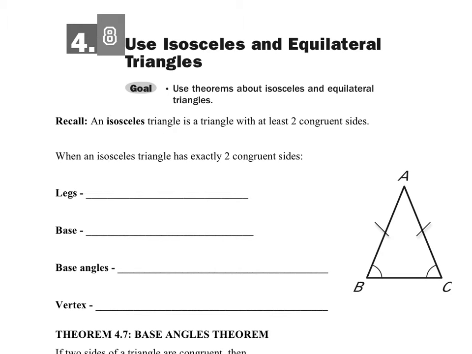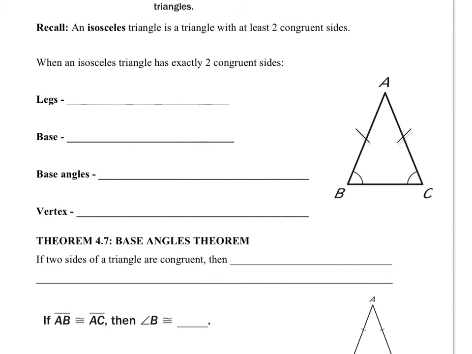4.8, isosceles and equilateral triangles. So we're going to use theorems about isosceles and equilateral triangles. If we recall that isosceles triangles have at least two congruent sides. When they have exactly two congruent sides, it looks like this picture here.